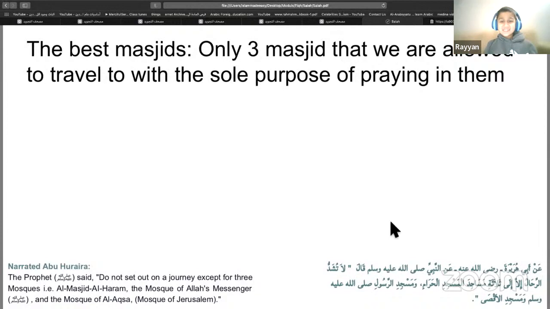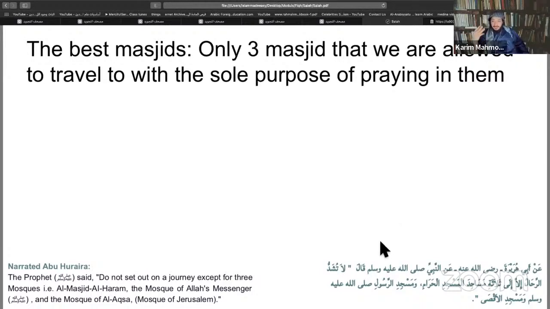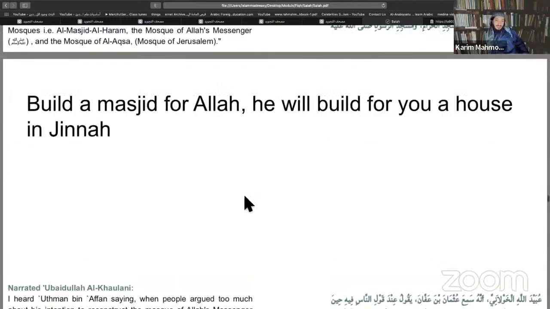Okay, are you allowed to travel to a place so you can go and pray in a specific masjid? No, you're not allowed to do that, except the three masjids. You are allowed to travel all the way to Saudi Arabia just to pray in the Masjid of the Prophet ﷺ, or to travel all the way to Mecca to pray in the masjid. That's the only reason you travel there. Or the Aqsa, yes.